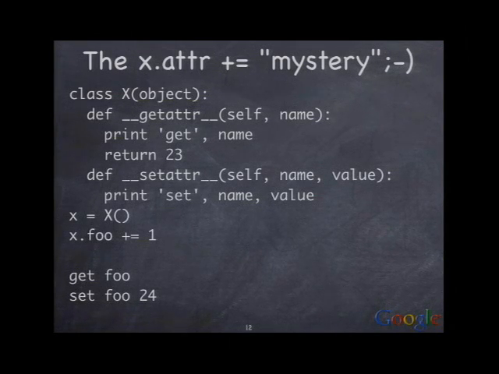So then I instantiate that, and finally I try my x.foo plus equal 1. Well, unsurprisingly, what x.foo plus equal 1 does is, first it gets foo, gets 23, we know that, then it adds 1, and then it sets foo to 24. So don't be tricked about that. The plus equal is first a getting followed by a setting. So the attribute must be defined before plus equal can run and gets reset after plus equal is done.